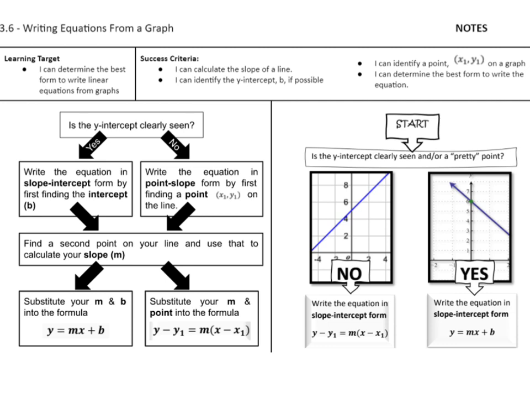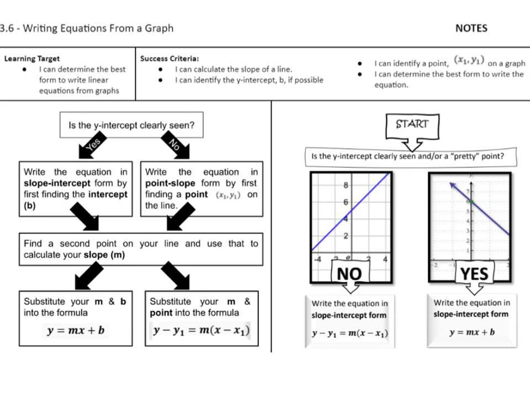There's a little graphic that we can use to help us identify which form we should write our equation in. The first step is to see, is the y-intercept clearly seen? Clearly seen means, is it at a pretty point? Is it a place where we can say, yes, the y-intercept is 4, or no, it's kind of in between two whole numbers. If it is, then you should write the equation in slope-intercept form, because it's easily seen, and then we can use another point on the line to find our slope.